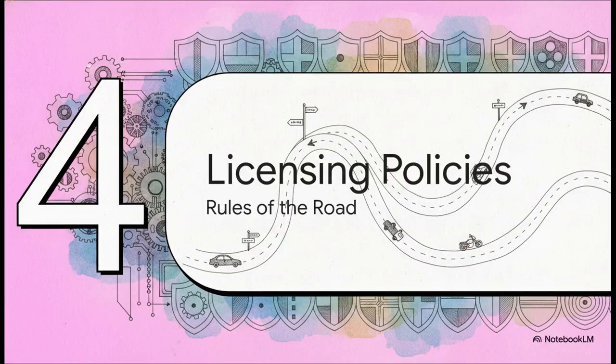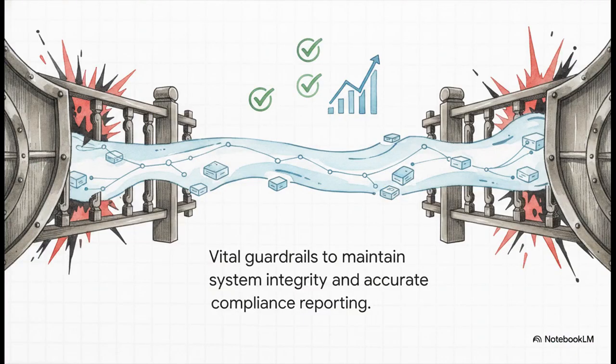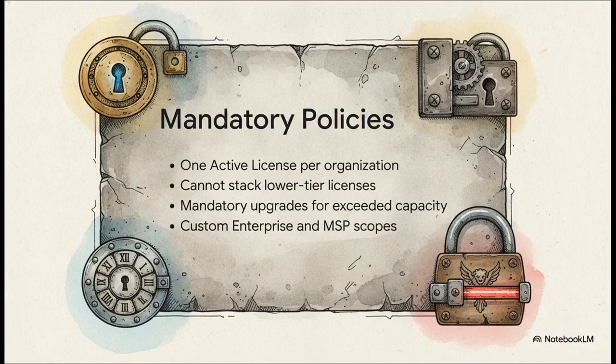Moving to Section 4, strict licensing policies explained. We definitely need to understand the rules of the road. Now, the primary goal of these policies is maintaining the integrity of the orchestration layer. I really want to reassure you that these aren't just arbitrary, restrictive rules designed to make procurement a nightmare. No, they are absolutely vital guardrails designed to ensure accurate compliance reporting and to maintain the overall system integrity across your entire fleet. So, let's firmly establish these 4 mandatory policies.